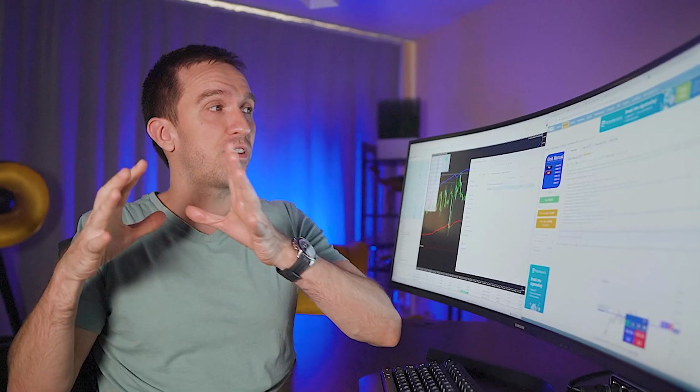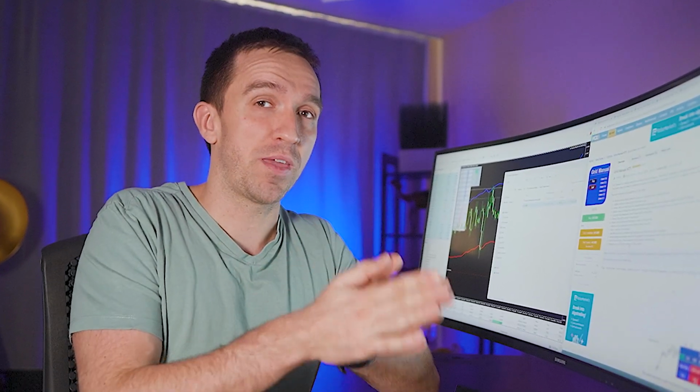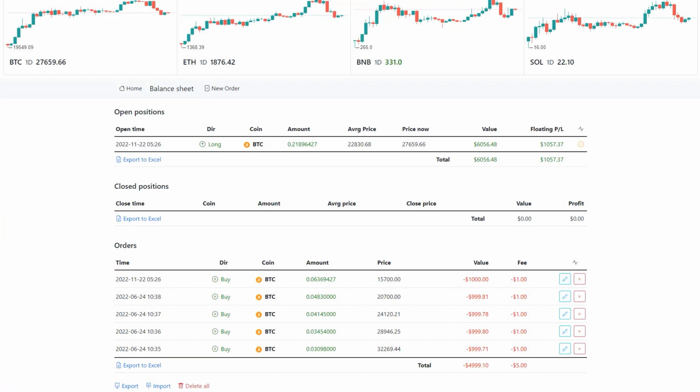So with these 5 tools, I have tried to cover different utilities that might be useful for you if you are a manual trader or algo trader. But there is a sixth which will be for free, and this is the CoinRank. Actually, that is a separate website. It's not from the MT5 marketplace.